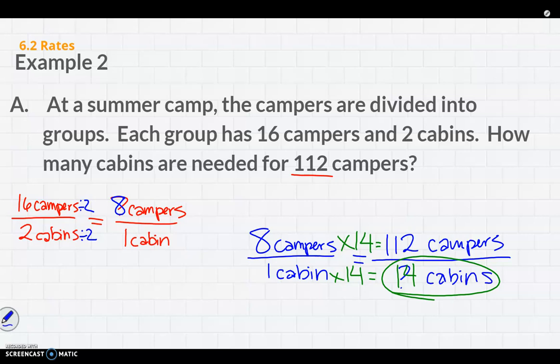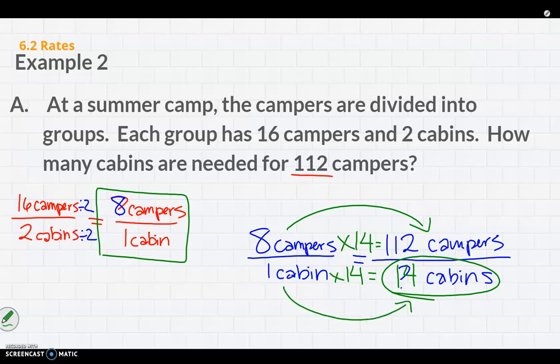14 cabins. So the strategy for this one is to find your unit rate, and that unit rate is going to allow you to set up pretty much equivalent fractions to find out the missing information that you need.